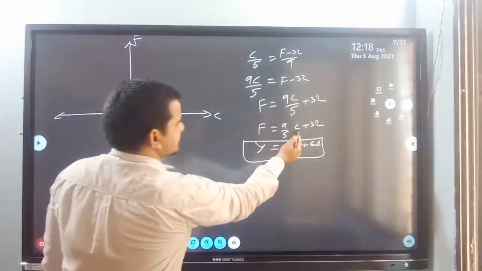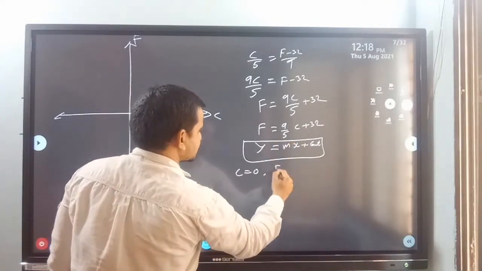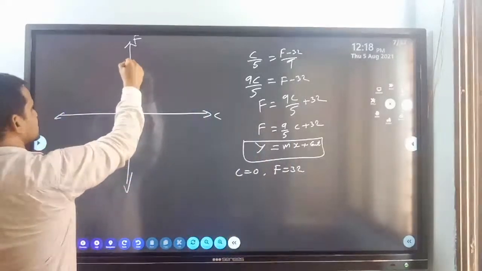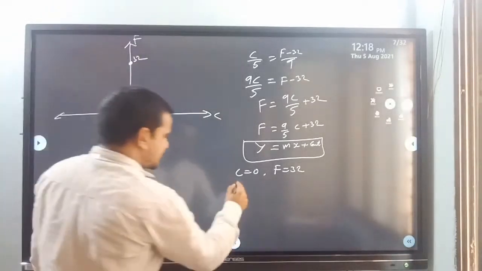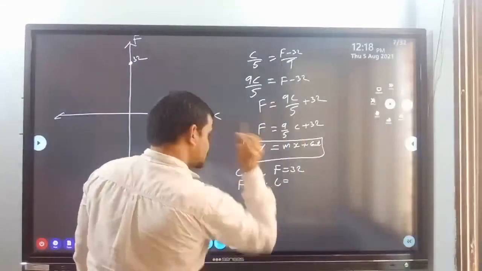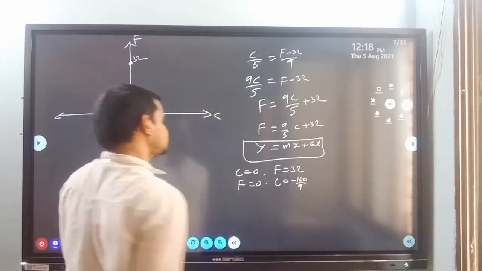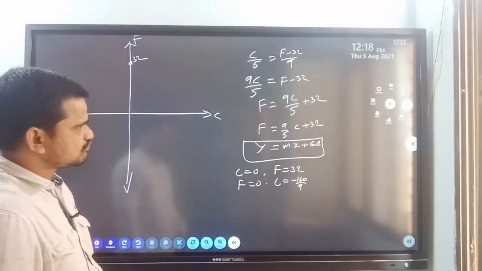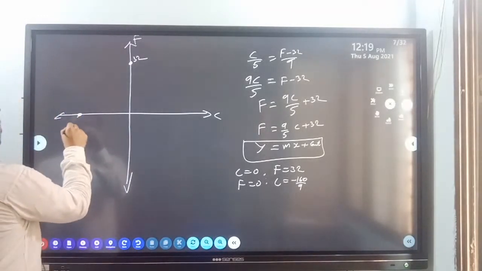Here I am writing C is equal to 0. When C is equal to 0, what are you getting? F is equal to 32. This is the positive value which I am getting here, 32. And what if F is equal to 0? How much will you get for the C value? Check it. C is equal to minus 160 by 9. So this is the other intercept, minus 160 by 9.